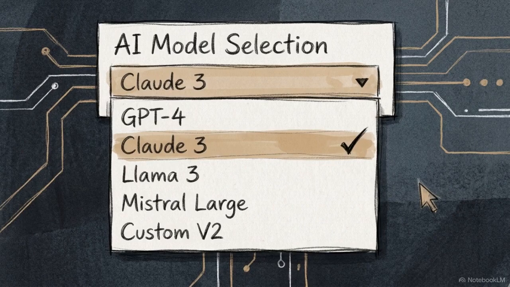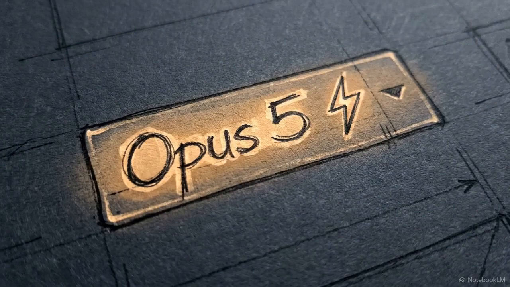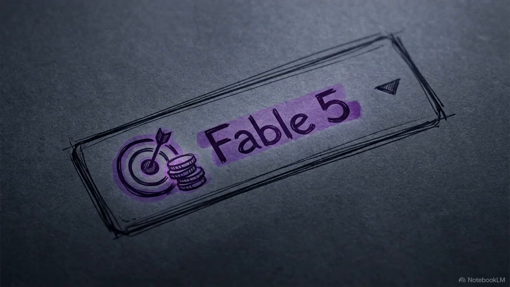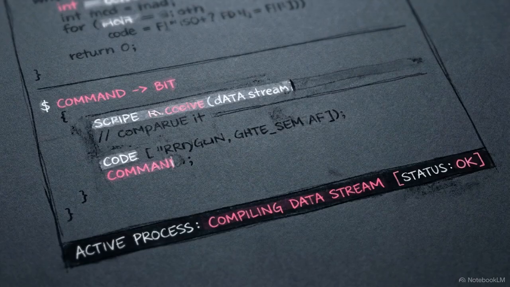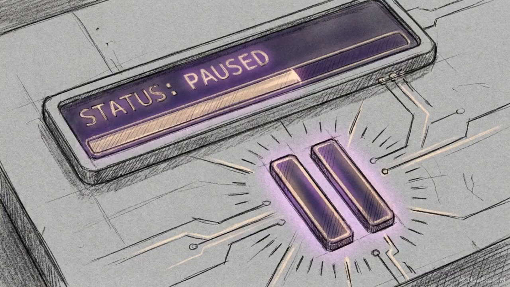Now select the AI model for the build. Opus 5 is the standard for rapid code generation, while Fable 5 provides higher accuracy for complex layouts if your credit limit allows for it. Once the agent starts, monitor the status bar. A solid green indicator confirms the AI is actively writing and saving code to your local directory. If the indicator changes to a flashing blue, the process has paused.